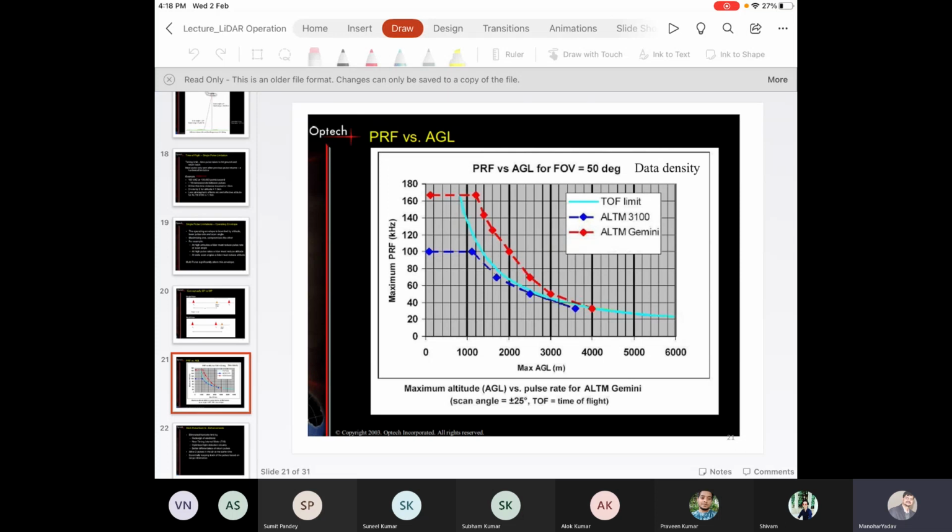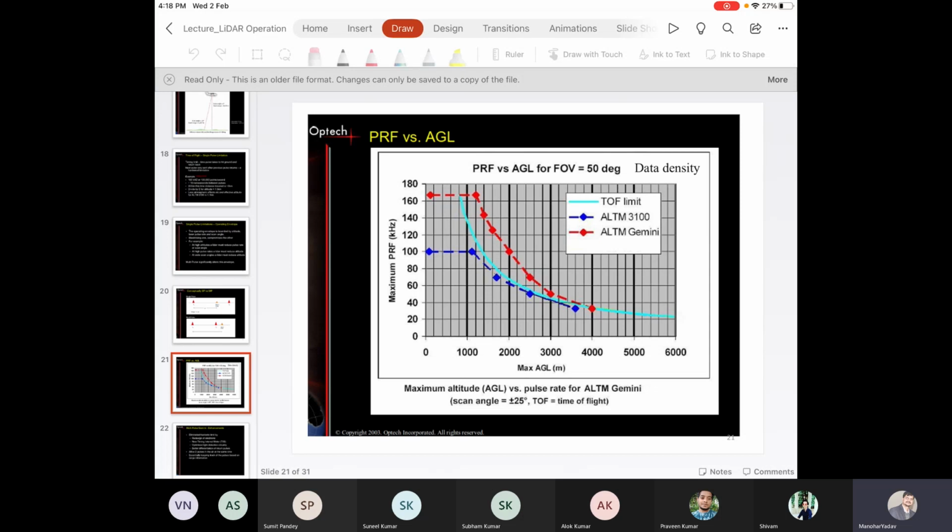And this plot is a hyperbola. The pulse firing rate is inversely proportional to the AGL, above ground level, that is H. So you can see how the maximum pulse firing rate that can be generated varies with respect to the maximum H, described here as the above ground level height.